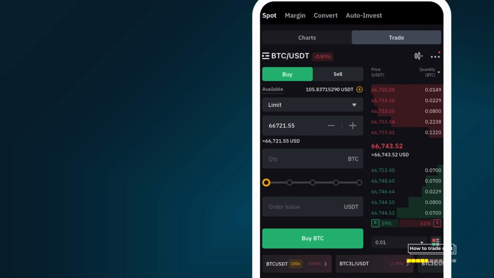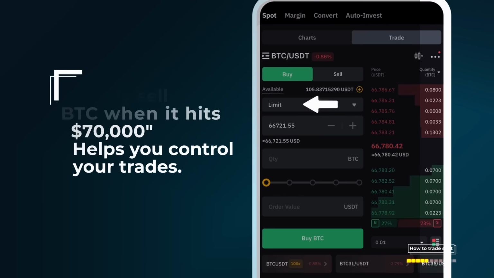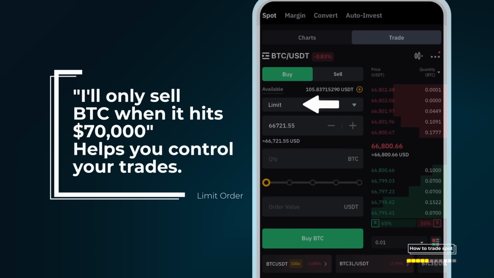Say I already have Bitcoin. I want to sell at 70,000. I'll use a limit order to sell, but it will not sell immediately. It will sell only when Bitcoin gets to 70,000.